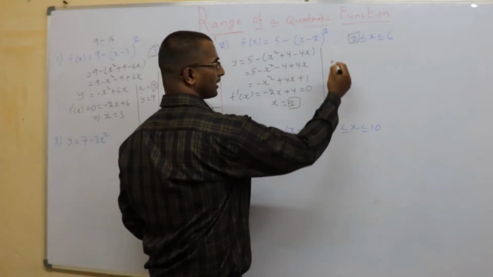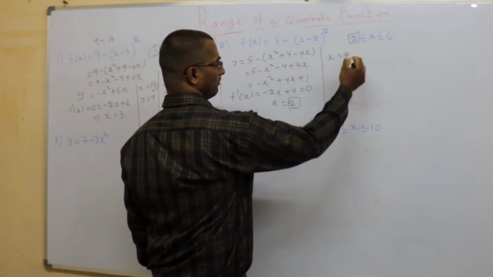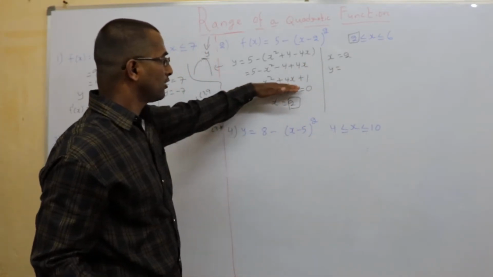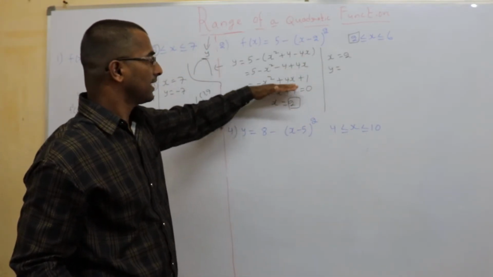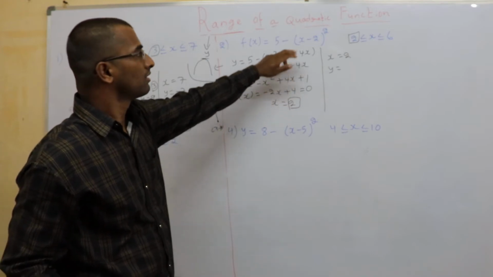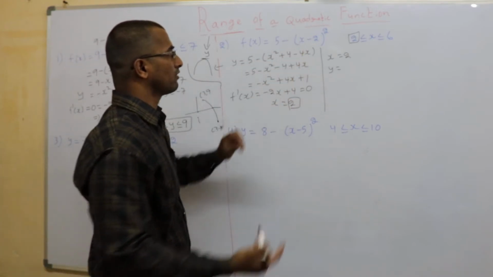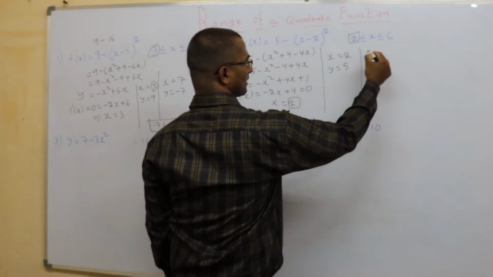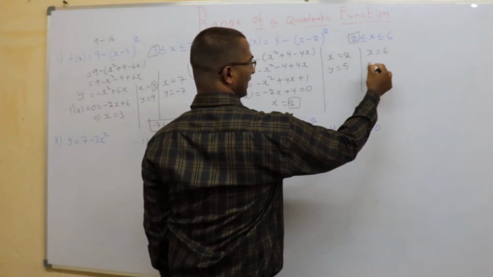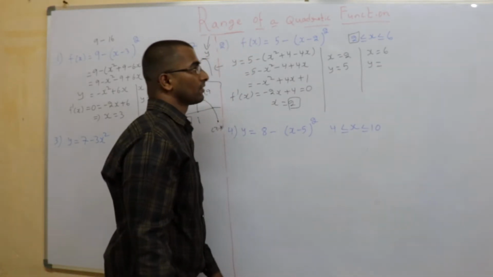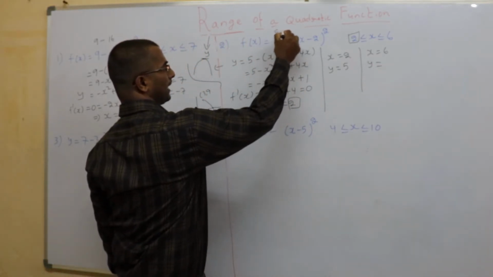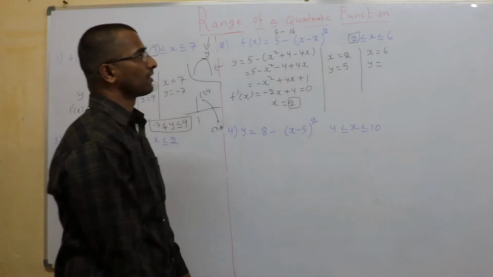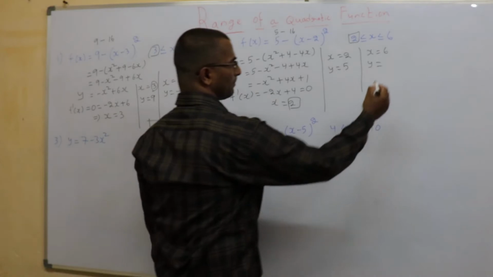Next is find out the points. When x is 2, how much is y? It's easier to place in this rather than this one, right? So 2 minus 2, 0, 0 square, so 5 minus 0, 5. Now check for this. When x is 6, how much will you get for y? Place in this: 5 minus 6 minus 2, 4, 4 square is 16. 5 minus 16 is minus 11.